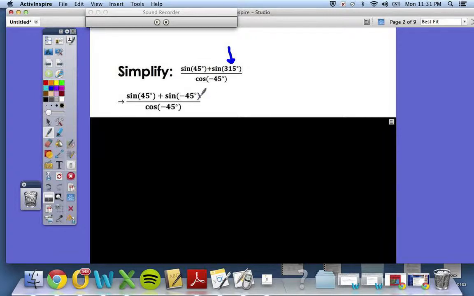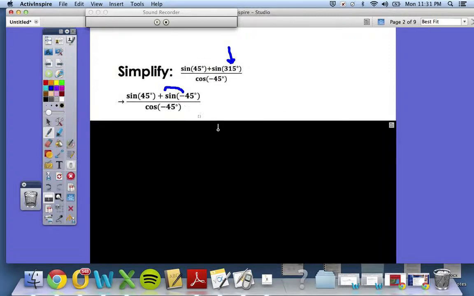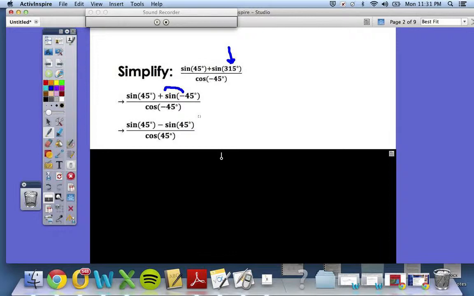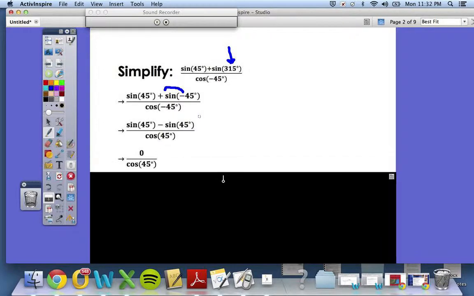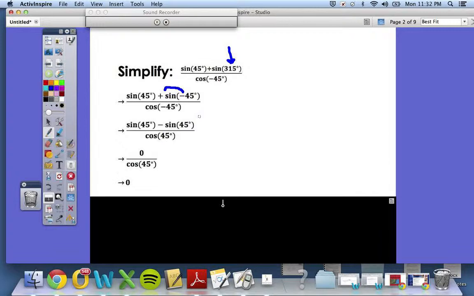Now I can employ my even and odd properties. Sine being an odd function, I can pull that negative out. Cosine being an even function, I can ignore that negative in the denominator. That leaves me with sine of 45 degrees minus sine of 45 degrees divided by cosine of 45 degrees, which just gives me 0 divided by cosine of 45 degrees, which is just 0.